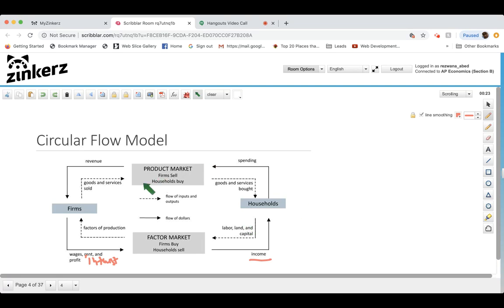If anything, this model or this diagram should really tell you how interconnected these two markets are with each other. And why is it that we need to now take a little bit of a look at, or examine, the factor market? Okay, any questions here? No.